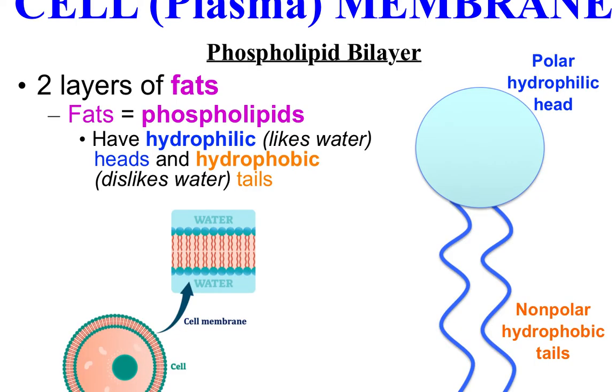The cellular membrane is comprised of that phospholipid bilayer, and that phospholipid bilayer is two layers of fats. Fats are phospholipids. Remember, they had a phosphate head and these fatty acid tails.